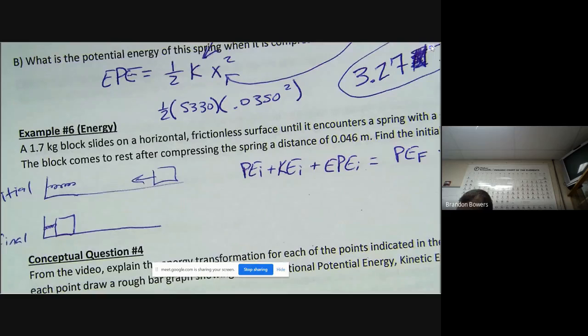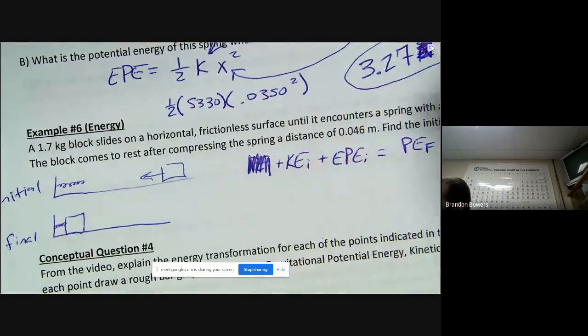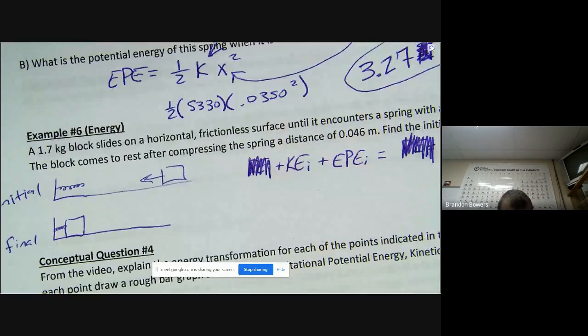Potential energy, what number is that going to be? Potential energy is mass times gravity times height. And if it's on the ground, what's the height? 0. That's going to be 0, which means that's going to be 0. That wasn't too bad. Kinetic energy, is it moving initially? It is, so I'll keep that.